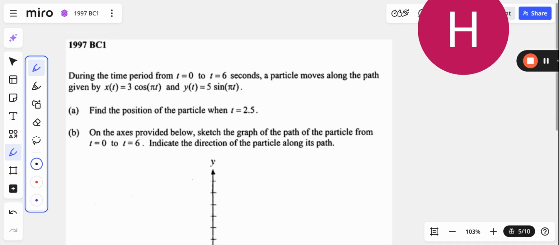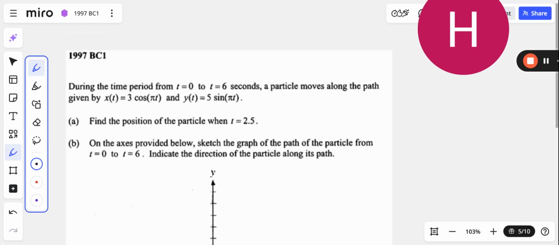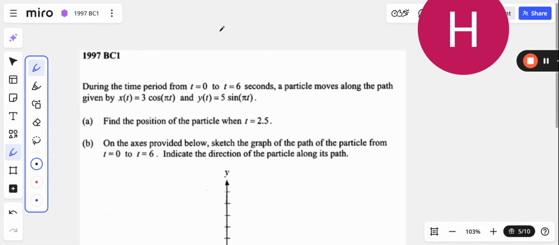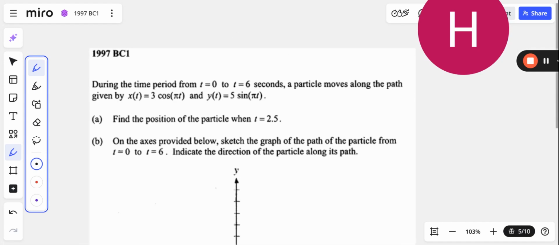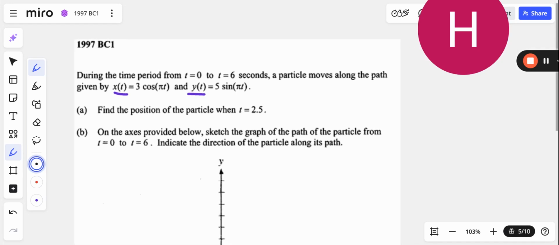So first of all, this is parametric. It's saying during this time period from 0 to 6, we got a particle moving, we have an x equation and a y equation. Now I'm going to be perfectly honest with you. You need to immediately recognize those as significant. And what you also need to do is think about what you know of cosine and sine, like just a flash of what you know about cosine and sine.